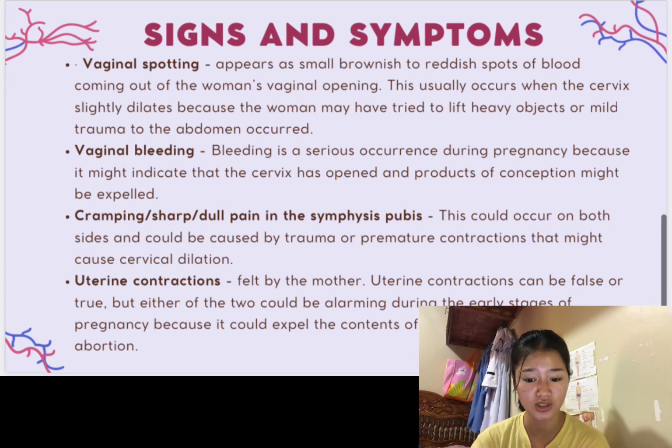Next is uterine contractions. Ayan nga, contractions. It is usually felt by the mother, and uterine contractions can be false or true, but either of the two could be alarming during early stages of pregnancy because it could expel the contents of the uterus, thereby leading to abortion.